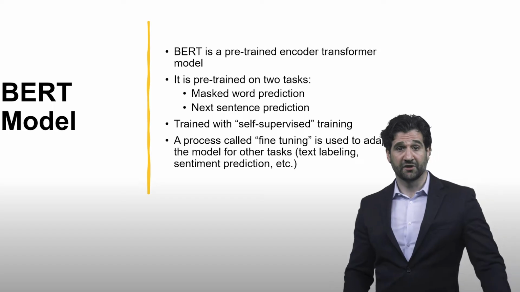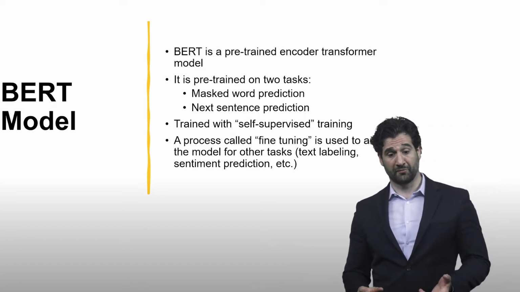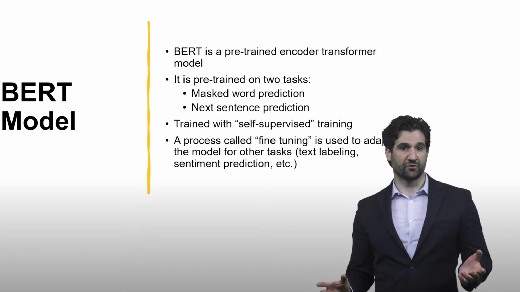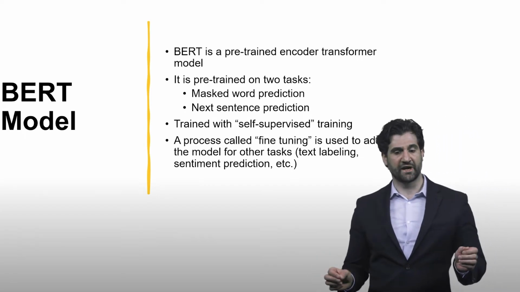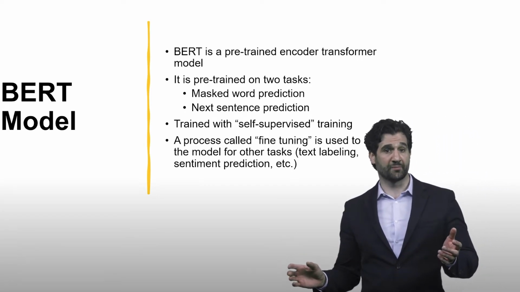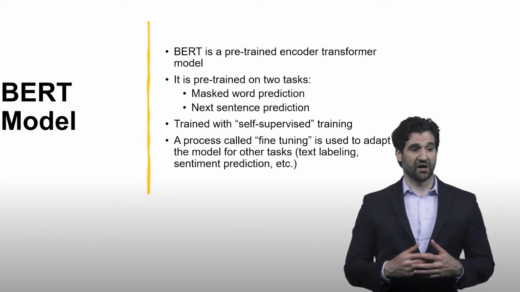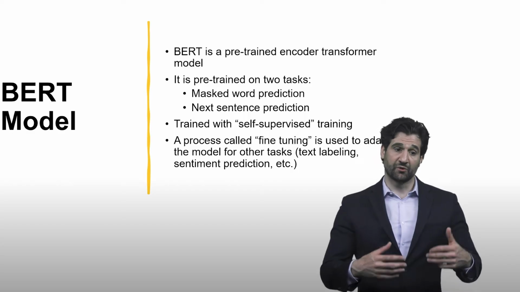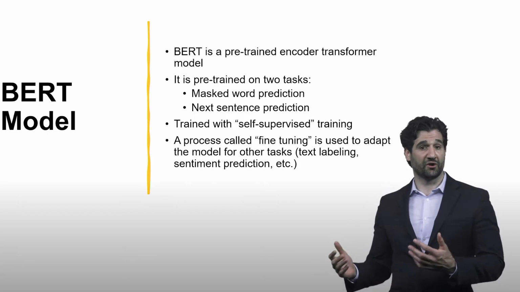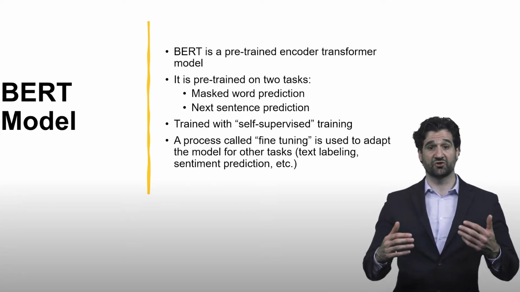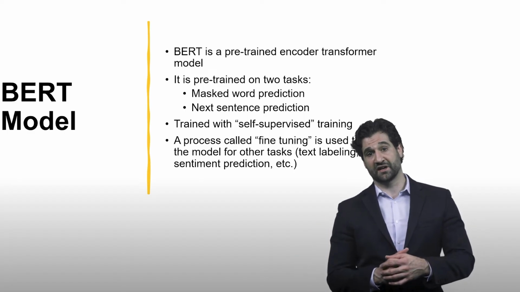The BERT model is a very popular pre-trained encoder transformer model. It was created by Google, but it is available open source. And it's pre-trained on two tasks. It's trained on what's called masked word prediction, where you have an input sentence and about 15% of that input is masked, and then what it's predicting is the missing words. The other thing is what's called next sentence prediction. That's taking two sentences as input and concluding if they belong to the same context.